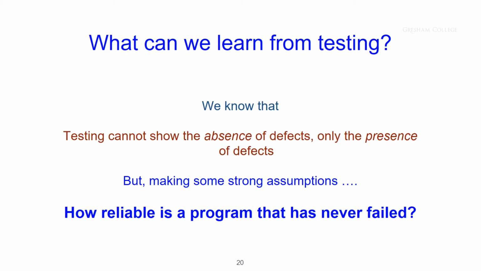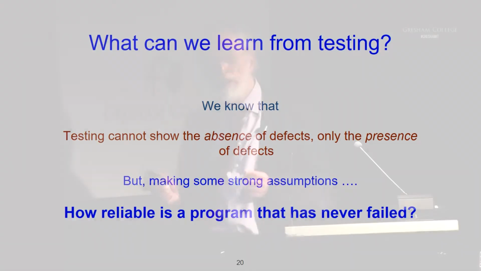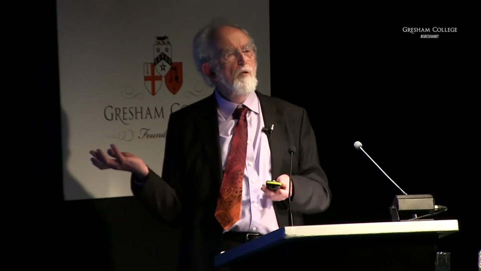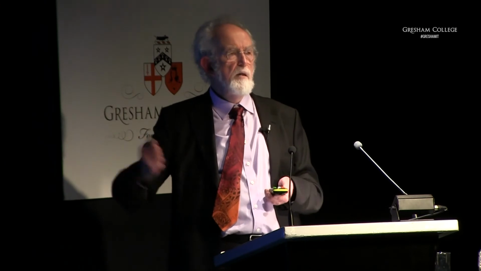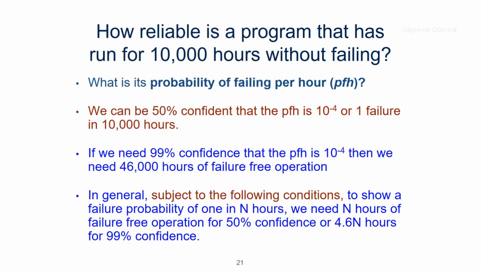But let's look at what claims we could make about a system that has never failed over some period of time. Because arguments are used on the basis of, oh, well, this is proven in use. It's been running for this length of time. It's safe. We can use that in a safety argument in our system. So we'll come back to what strong assumptions we need to make in just a moment. What's the probability of failing per hour of a program that's run for, let's say, 10,000 hours without failing?